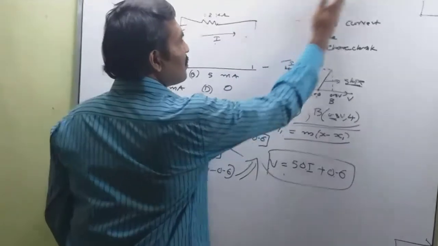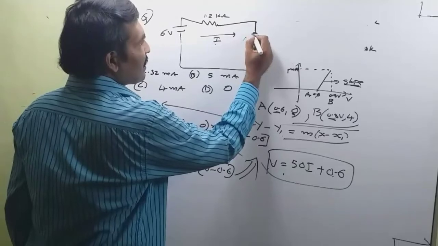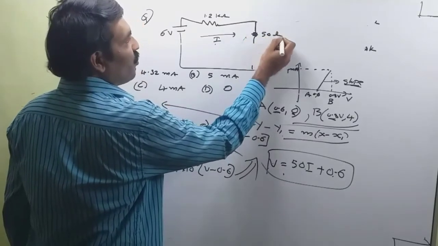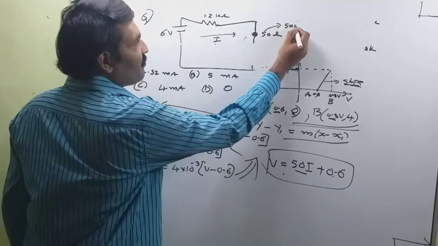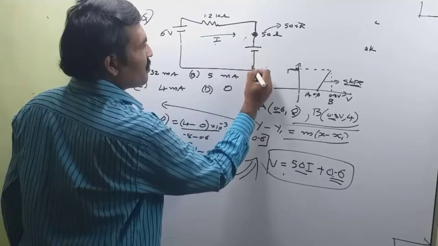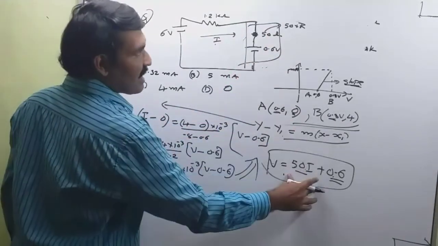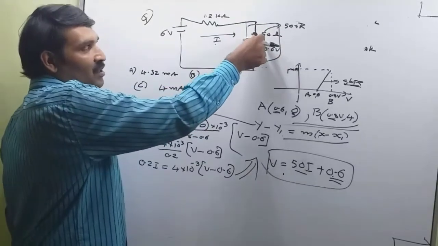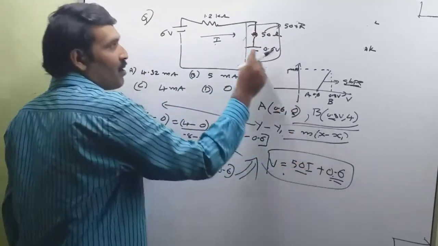So we can replace this circuit by a resistance of 50 ohm. The voltage across this is 50 into I, and this is a voltage source of 0.6 volt. So as per this equation, this element is replaced by a 50 ohm resistance, with 50 into I and 0.6 volt.